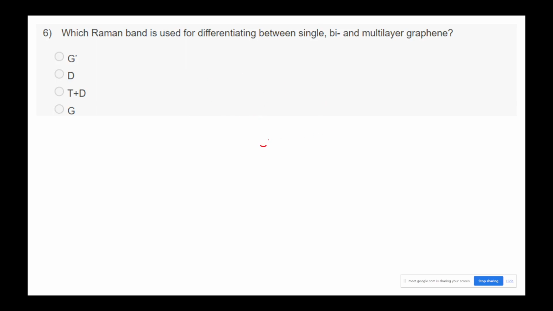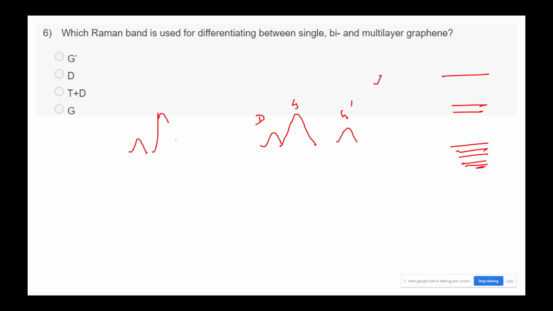You will get a D band, you can get this, or here is your G dash. Okay, this is your G, this is your D. So you can have a single layer, a bi-layer, a multi-layer. So the intensity of your G dash could vary. It can be sharp, it can be medium, it can be small. So it depends on the material, whether it is a bi-layer or the multi-layer or the single layer. So this G dash is mainly responsible for that, and by using this band, you can observe the multiple layers of your graphitic material.